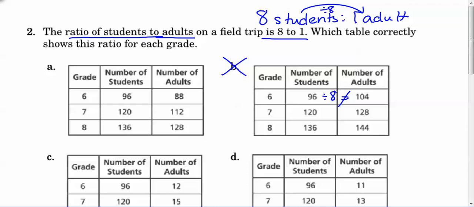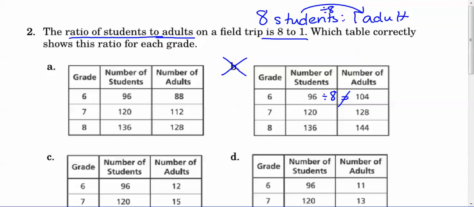So that's an easy one to eliminate. Each time you eliminate a choice, you have a 25% better chance of getting that question right. So let's look at this next one.